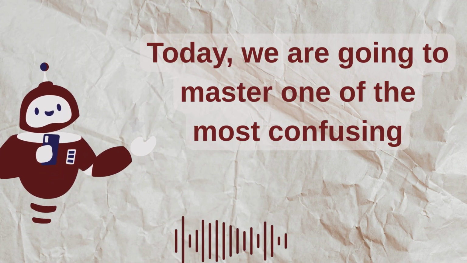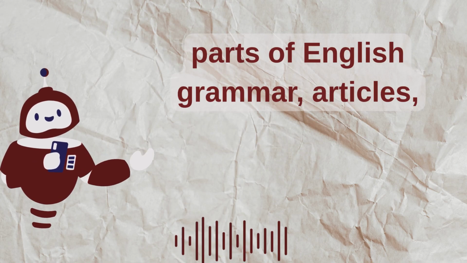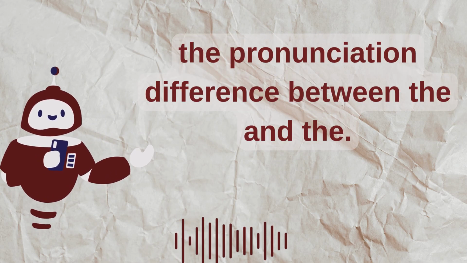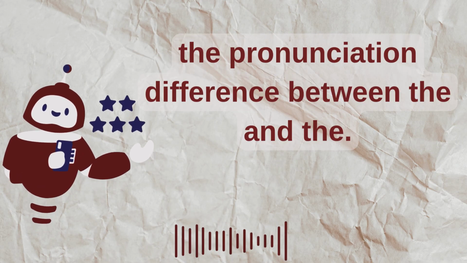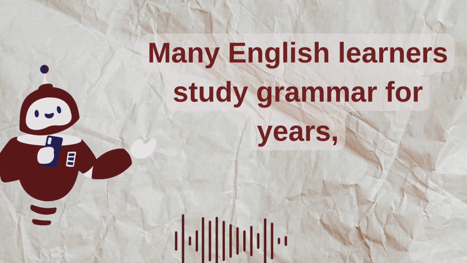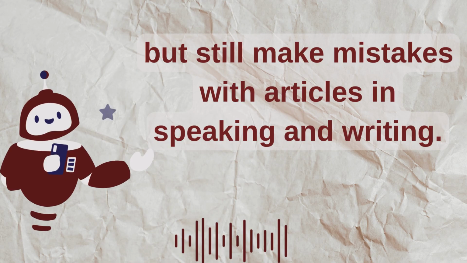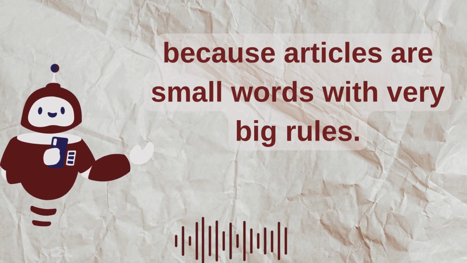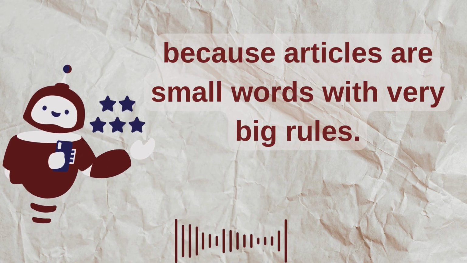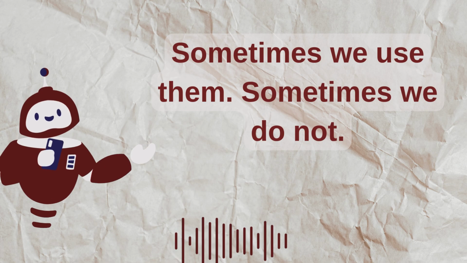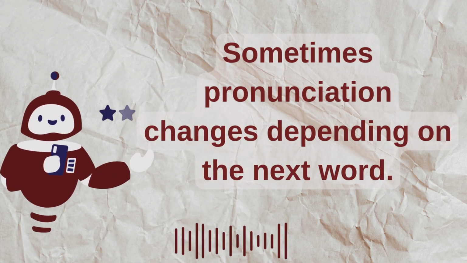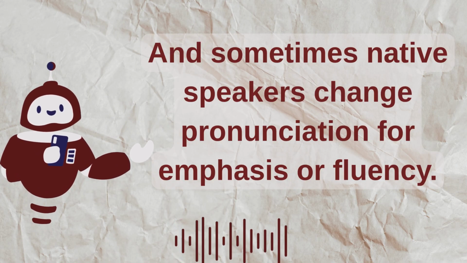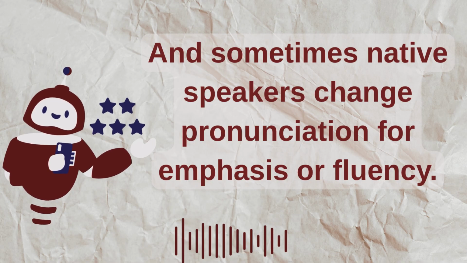Today, we are going to master one of the most confusing parts of English grammar: articles. A and the. And also the pronunciation difference between "the" and "thee". Many English learners study grammar for years, but still make mistakes with articles in speaking and writing. And honestly, that is completely normal, because articles are small words with very big rules. Sometimes we use them. Sometimes we do not. Sometimes pronunciation changes depending on the next word. And sometimes native speakers change pronunciation for emphasis or fluency.